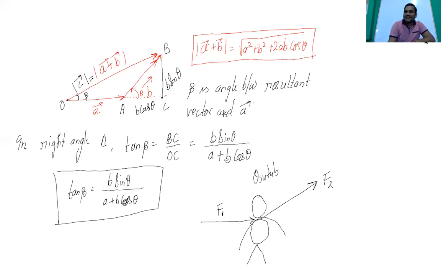If you talk about the resultant, in which direction will he move? You can see he will move like this. This will be the resultant of force. You can write it like this: the magnitude of F1 vector plus F2 vector. So this will become the resultant of the force. Okay? Yes, sir.